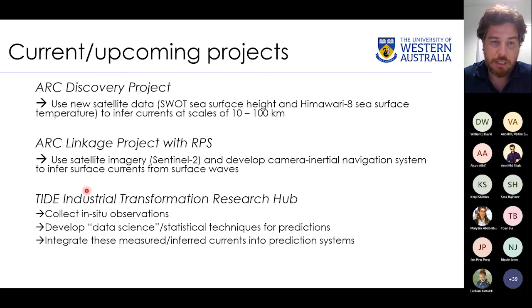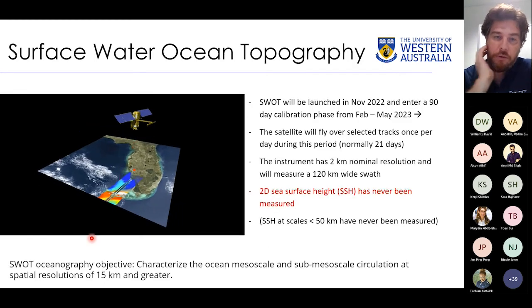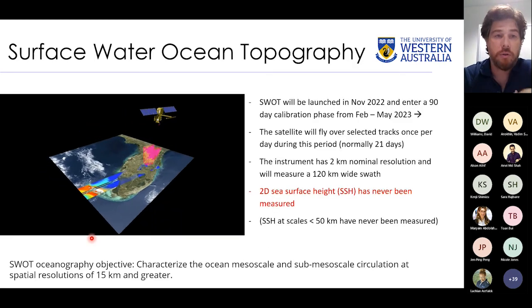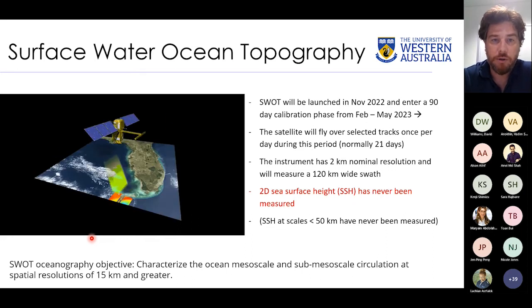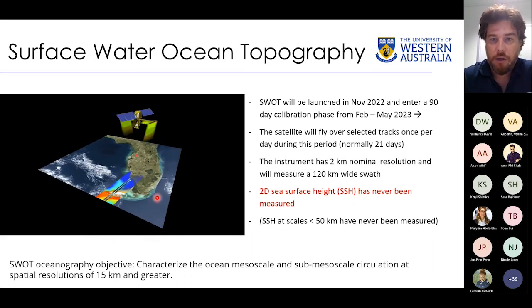And then the last major project, which ties everything together and provides more funding to collect observations, is TIDE, and the real goal of that is to build prediction systems, and to do that we need these finer scale observations. So just giving a brief overview of what SWOT is, or the Surface Water Ocean Topography satellite.